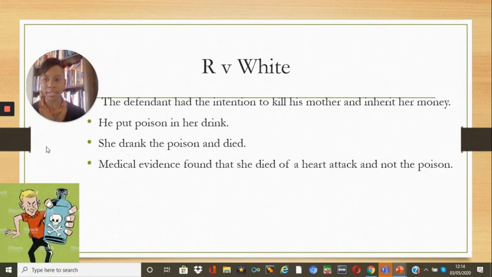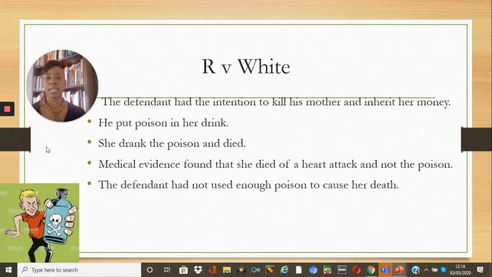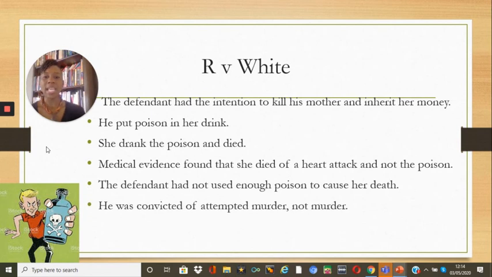But medical evidence found that she didn't die from the poison. What she died from was a heart attack. And apparently, the heart attack was not related to the poison that he had put in her drink. So what do you think the court said? Was he convicted for murder? He was not, because he had not put enough poison in the drink to cause her death. So he was instead convicted of attempted murder.